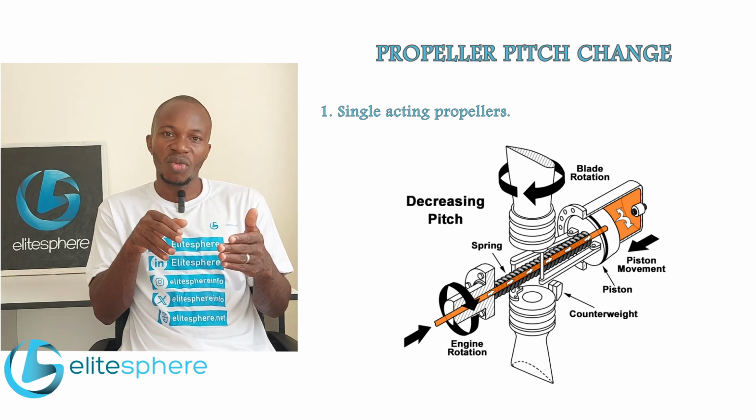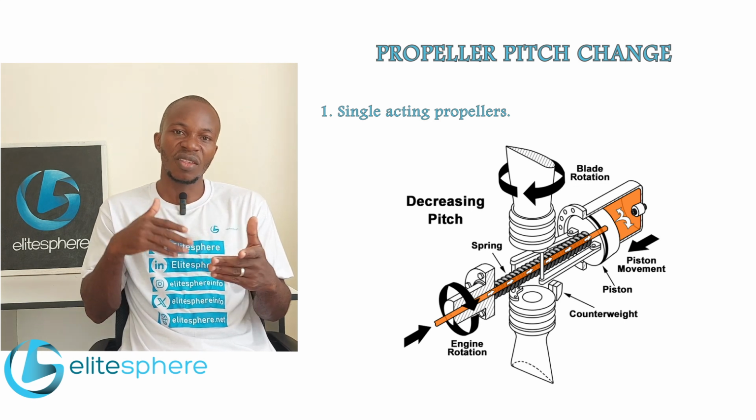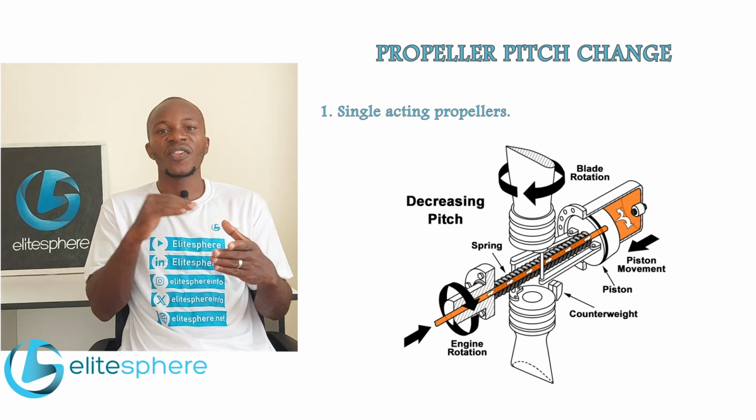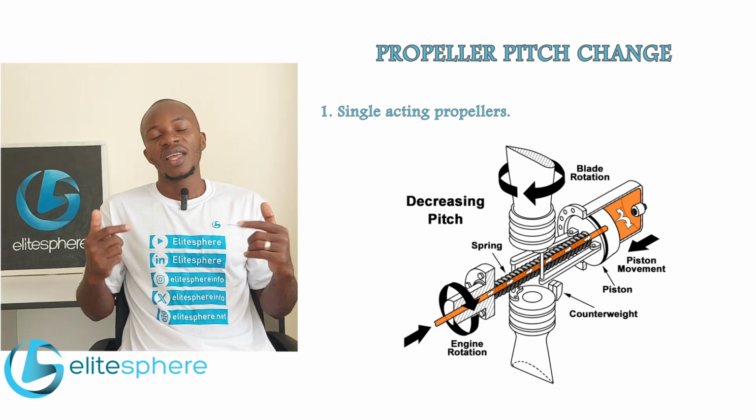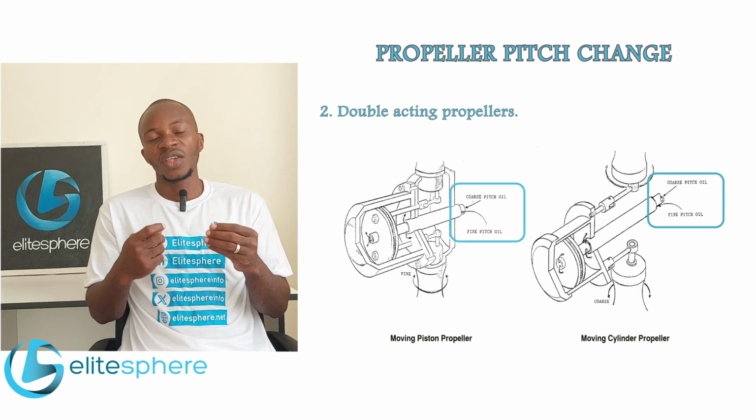So the oil pressure only moves the piston in one direction, and this is the reason why it is called a single acting propeller. In a double acting propeller, the movement of the piston in both directions is through the use of oil pressure.